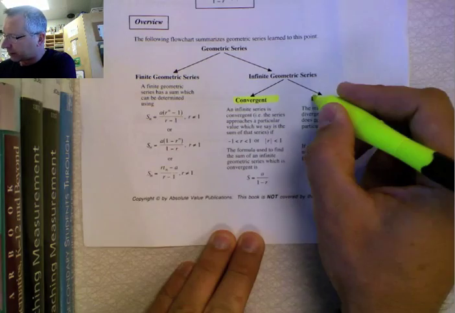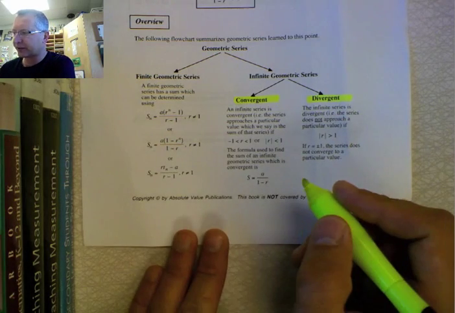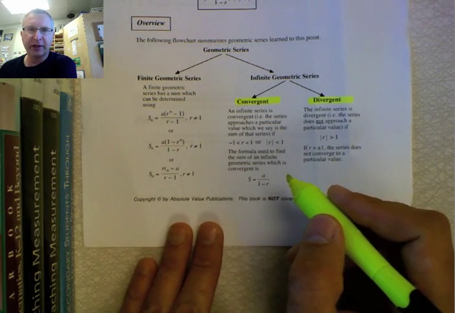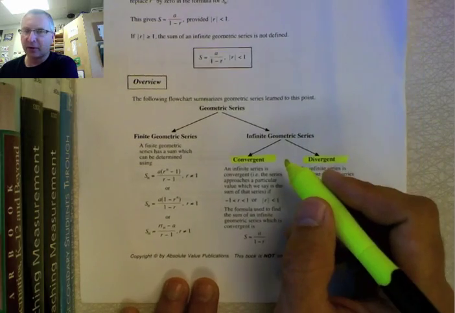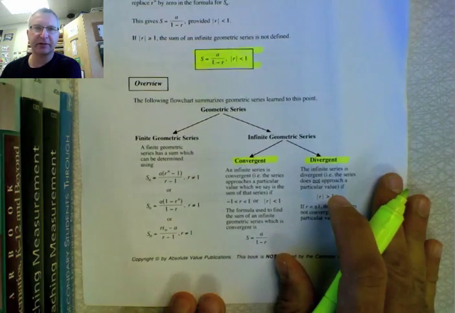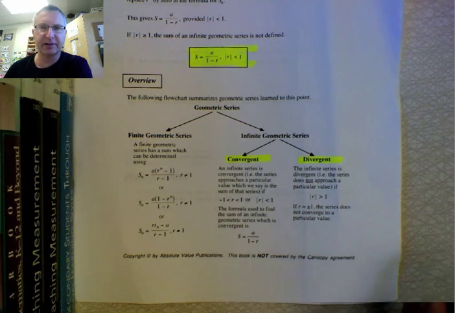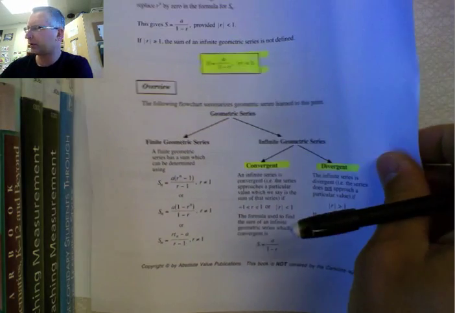The other thing we found out is there's a divergent series. That means if you tried to find the sum of all of those terms, you couldn't. It keeps getting larger and larger, and there's no actual sum. If a series is convergent, we can use the following formula to find the sum of that particular infinite geometric series. So that's a formula we're going to be using today in our examples to solve some problems.